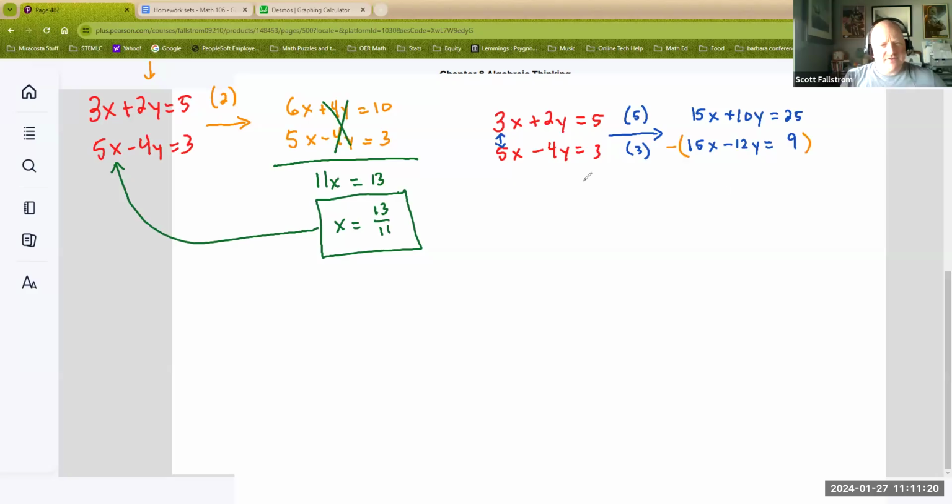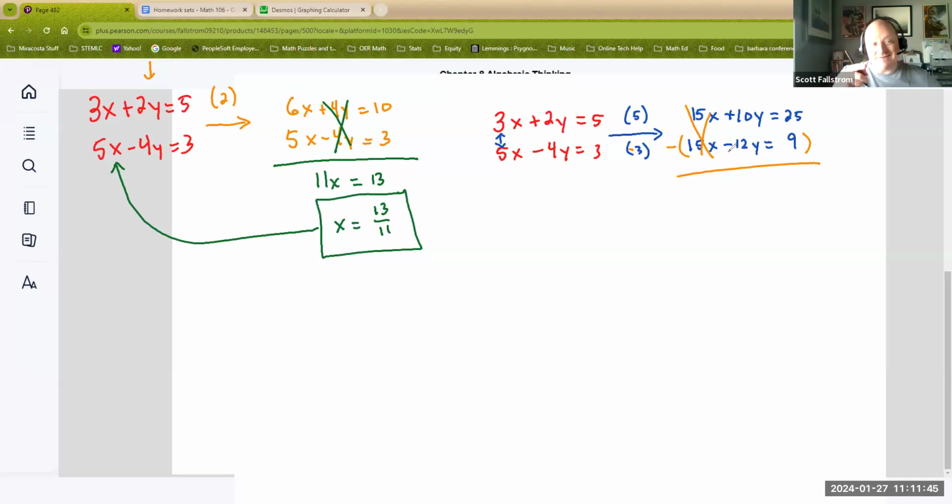Now, if you want to go a different technique, some teachers will say, if you have both positives, do one multiplied by 5, the other multiplied by like -3. You could do that if you want. I'm fine with doing subtraction though. 15x minus 15x gives me 0 x's. The x's are now gone. 10y minus -12y.